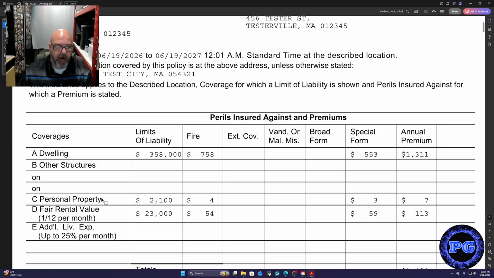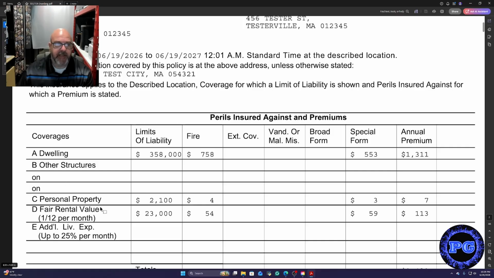So personal property in a home, we always say, if you were to take the home, shake it upside down, everything falls out, that's your personal property. The stuff that's left, that's your dwelling and the structure of the home, right? So in a dwelling policy, it's going to be restricted to your stuff, right? Not your tenant's stuff, right?